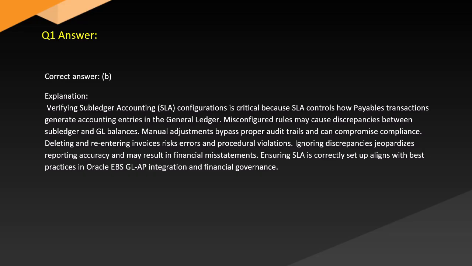Manual adjustments bypass proper audit trails and can compromise compliance. Deleting and re-entering invoices risks errors and procedural violations. Discrepancies jeopardize reporting accuracy and may result in financial misstatements. Ensuring SLA is correctly set up aligns with best practices in Oracle EBS payables integration and financial governance.